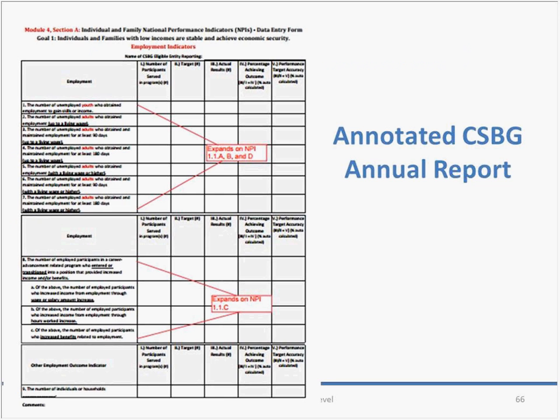Our next tool is the annotated CSBG annual report, and you've seen some screenshots from this tool throughout today's webinar. This is very helpful in terms of walking through the annual report and identifying which data points expand on indicators or other data points in the CSBG IS survey, and which ones are completely new.